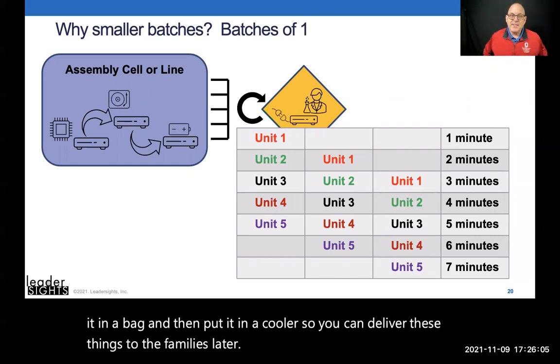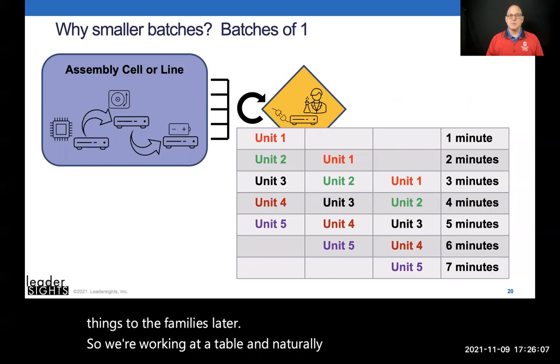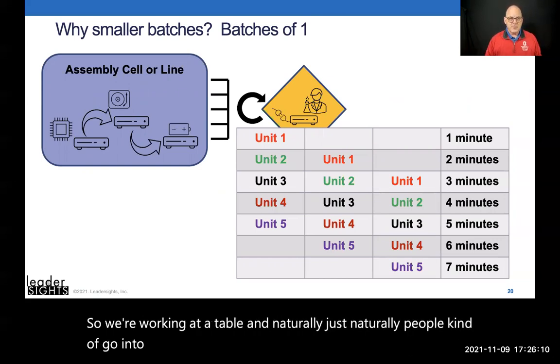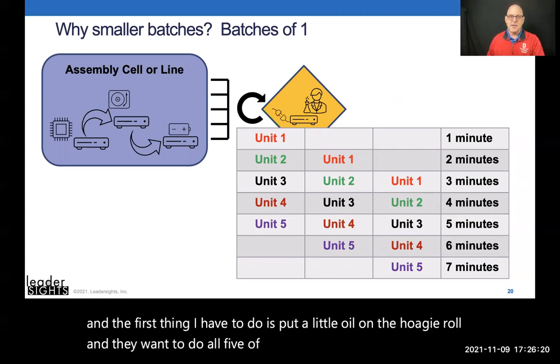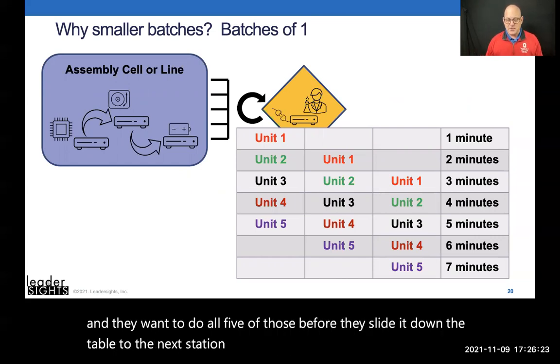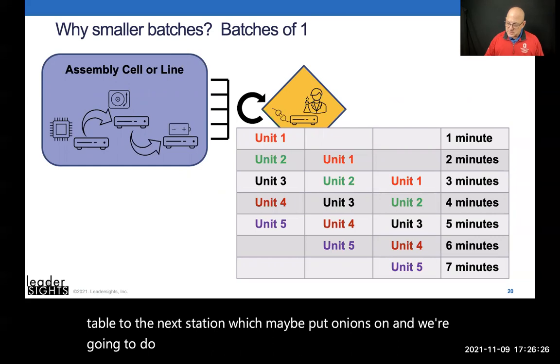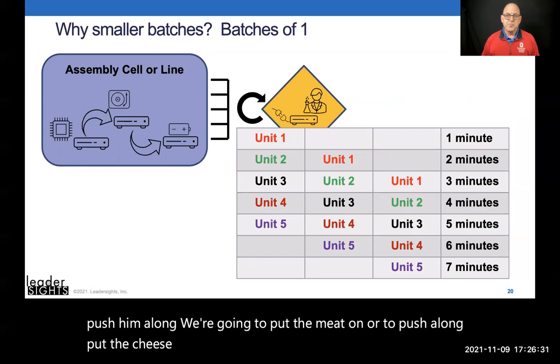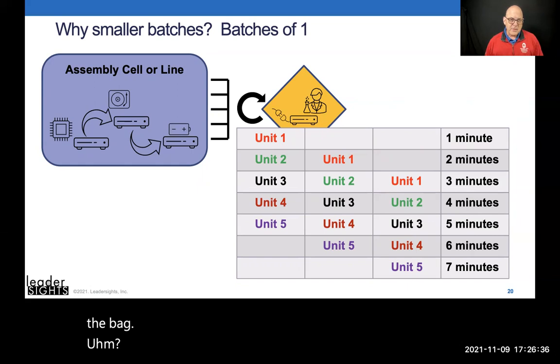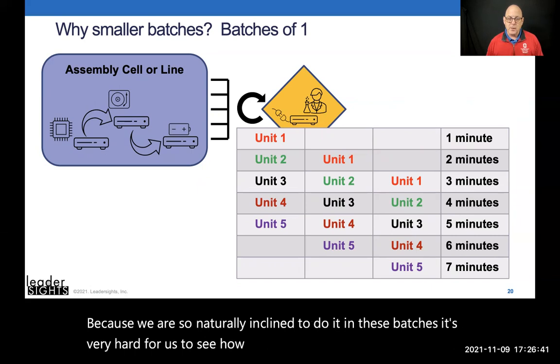So we're working at a table, and naturally, just naturally, people kind of go into this batch mode. So they'll take 3 or 5 hoagie rolls. And the first thing they have to do is put a little oil on the hoagie roll. And they want to do all 5 of those before they slide it down the table to the next station, which maybe puts onions on. And we're going to do all 5 of them on onions. And then we're going to push them along. We're going to put the meat on. We're going to push along, put the cheese on, push along, and close it up and put it in the bag. Because we are so naturally inclined to do it in these batches, it's very hard for us to see how much faster it would be if we did one.